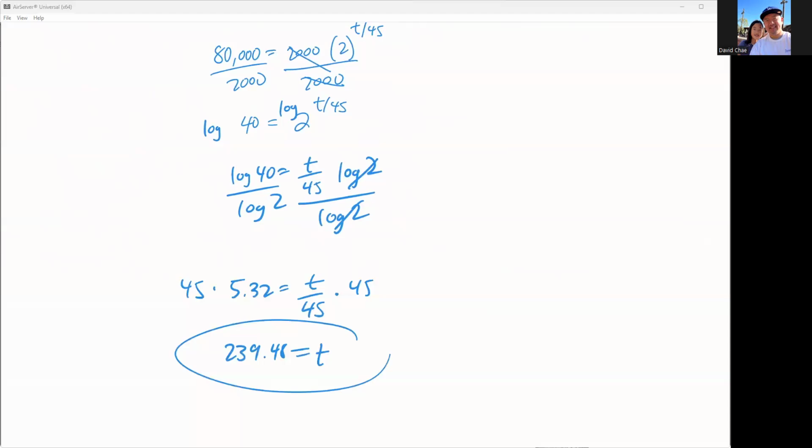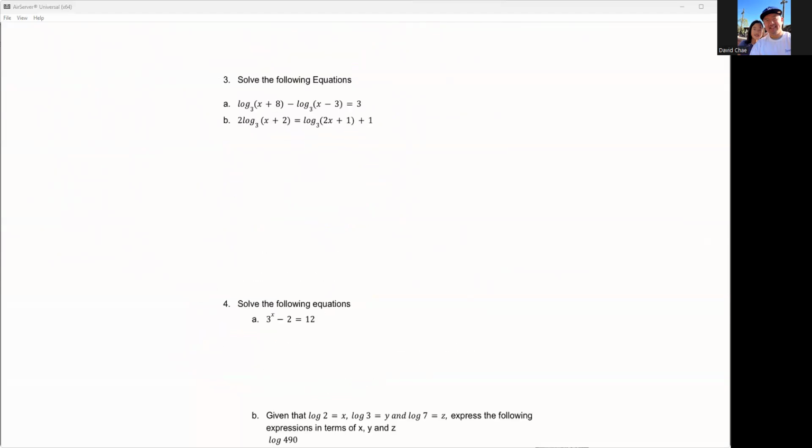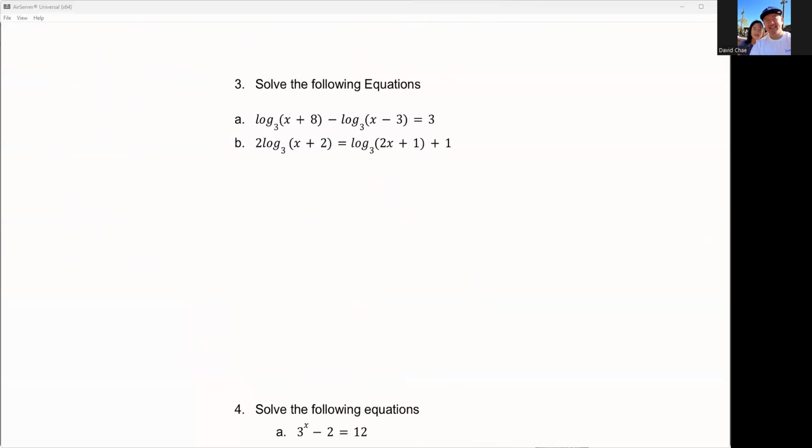All right, let's go to the equations. I think this is where a lot of you guys had trouble. Now you have log base 3 of (x plus 8) minus log base 3 of (x minus 3) equals 3. Now notice that you don't have a log base 3 on the other side. So for letter A, you want log base 3 of (x plus 8 over x minus 3) equals 3. Does everybody understand that?